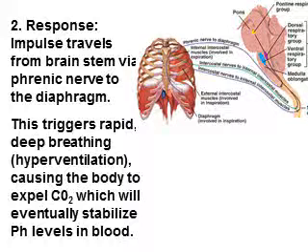The next stage is called the response. Stimulus, then response. It's real typical in the nervous system. The impulse is going to travel from the brainstem, the pons and medulla, through the phrenic nerve to the diaphragm. And if you recall, the diaphragm is involved with ventilating the lungs, moving up and down. This is going to trigger rapid deep breathing, which is called hyperventilation. Through hyperventilation is one way the body can expel excess CO2. And as we expel that CO2, the blood pH tends to stabilize and become less acidic.